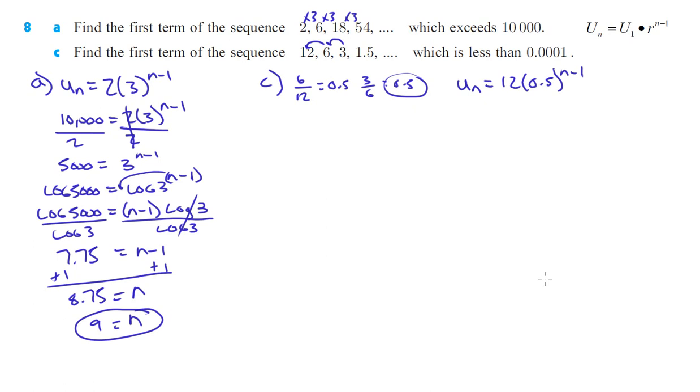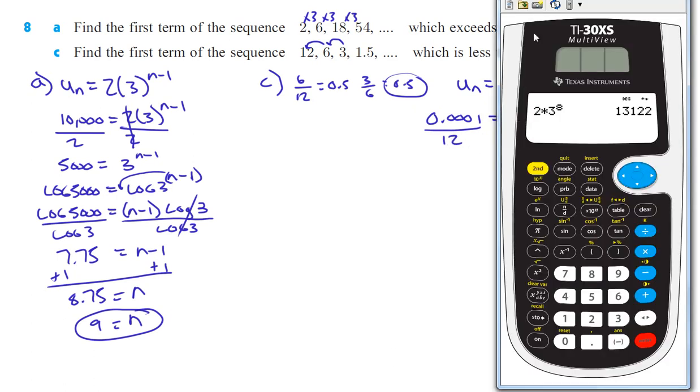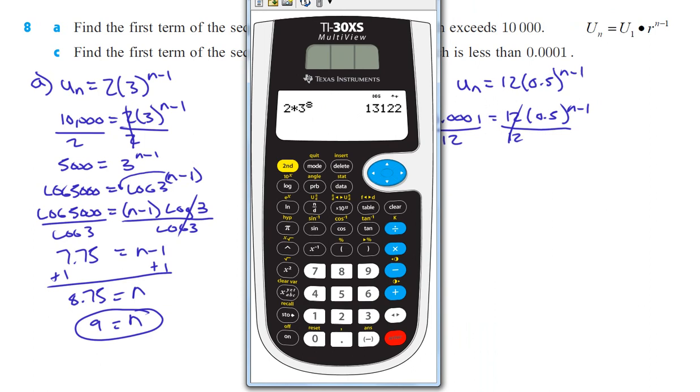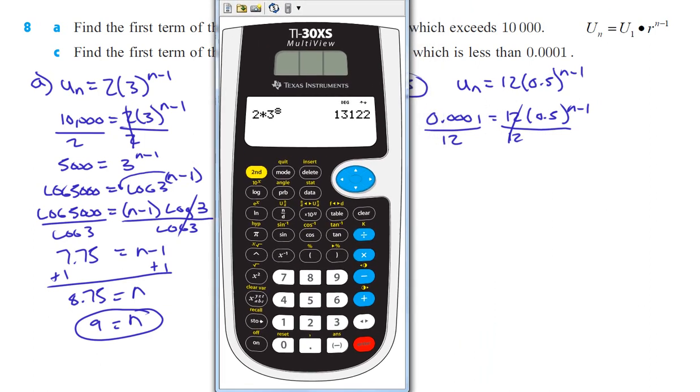Now we want to figure out what's the first term in the sequence that's going to be less than 0.0001. So let's do this. 0.0001, when's that going to equal 12 times 0.5 to the n minus 1, right? First step, divide by 12 to get rid of that there. So we divide by 12 here.